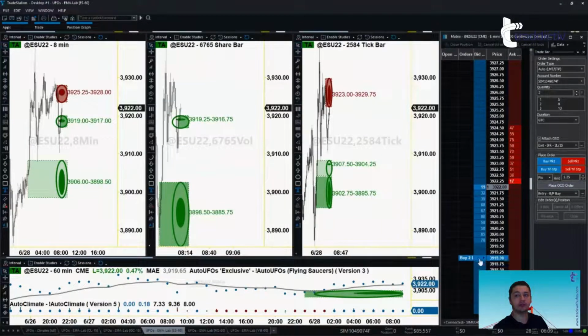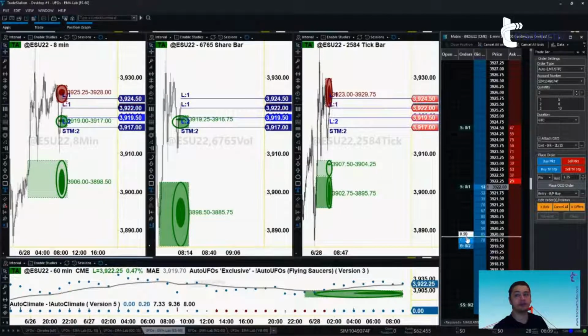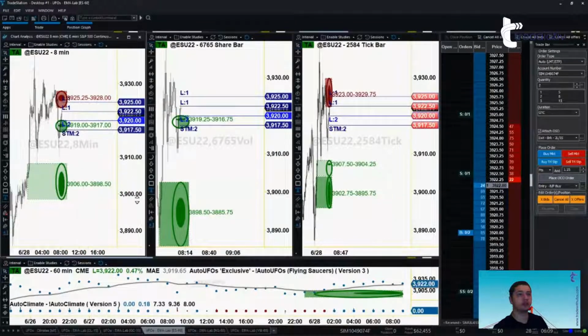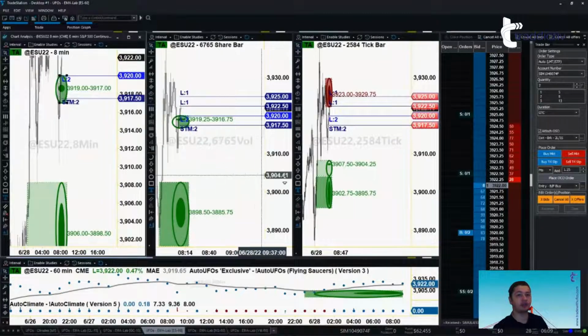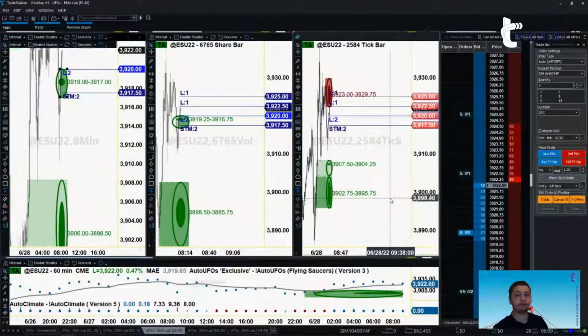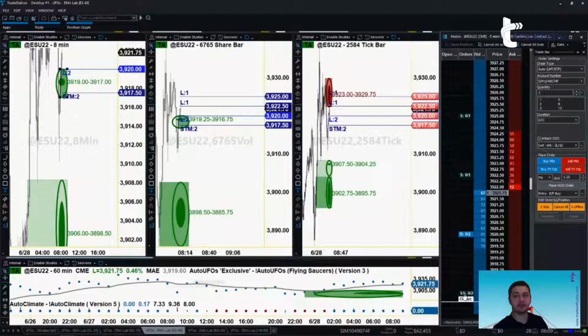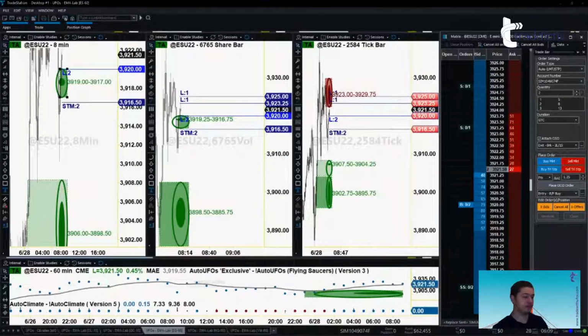Let's just double check that it's that one. It's a little bit higher. It's at right there. The entry is at 39.20. All right, stop is at 39.1675, I believe. Yep. Oh, actually, one more down, 16.5. Okay, so that's that one. That's for the ES.